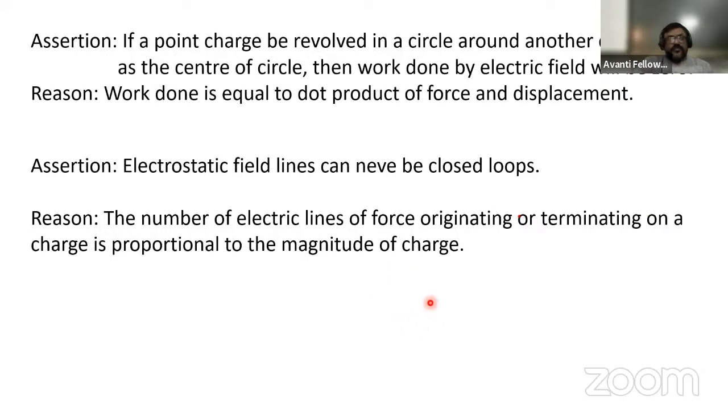Electric field is 1 by 4 pi epsilon 0 q by r square. At a certain point, the distance is fixed, so the electric field strength is determined by the charge. It is directly proportional to q and inversely proportional to r square. So if q is more, the electric field will be stronger. That means more number of lines will be present there. So this reason is correct, and the assertion is correct. But this reason is not the correct explanation of why electric field lines are not in the form of closed loops.